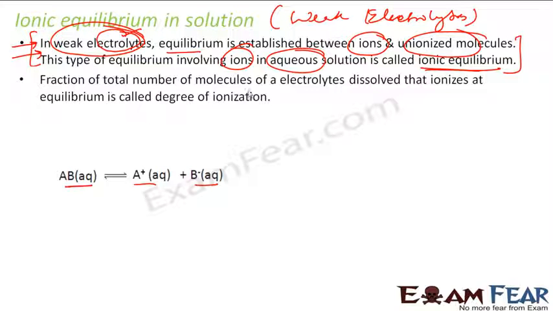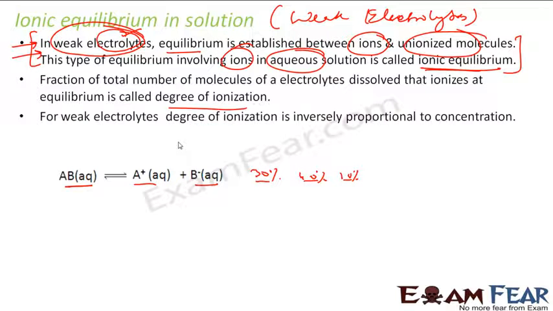And the fraction of total molecules of the electrolyte that is ionized is called the degree of ionization. I told you, right, sometimes it is 30%, sometimes 40%, sometimes 10%. It depends on the acid or base of the electrolyte. So the fraction of molecules that get ionized is called the degree of ionization for that particular electrolyte. For a weak electrolyte, the degree of ionization is inversely proportional to the concentration.